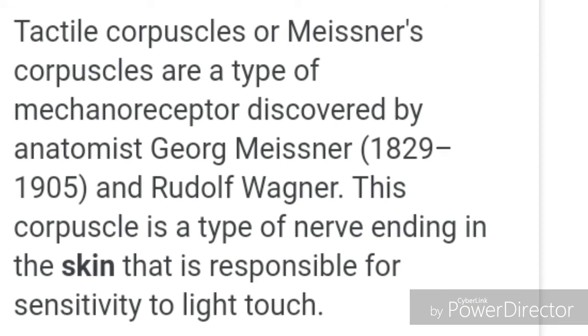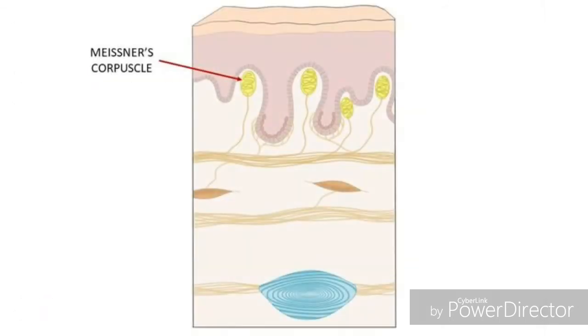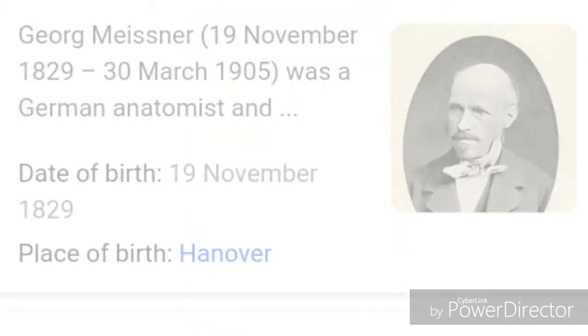Tactile corpuscles or Meissner's corpuscles are a type of mechanoreceptors discovered by anatomist Georg Meissner and Rudolf Wagner. This corpuscle is a type of nerve ending in the skin that is responsible for sensitivity to light touch. In this picture, you can observe Meissner's corpuscle discovered by anatomist Georg Meissner.